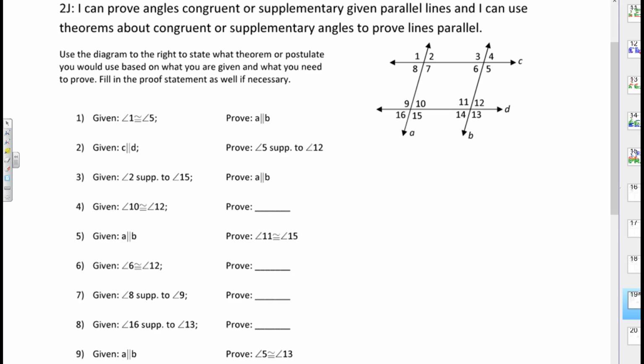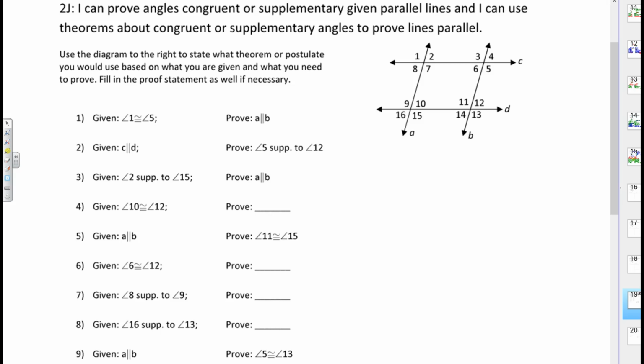I can prove angles congruent or supplementary given parallel lines, and I can use theorems about congruent or supplementary angles to prove lines parallel. So we are basically going to be applying all of the new proofs and theorems we proved last class to new diagrams. I just want to start off by showing you how you can use information to prove lines parallel or angles congruent or supplementary.